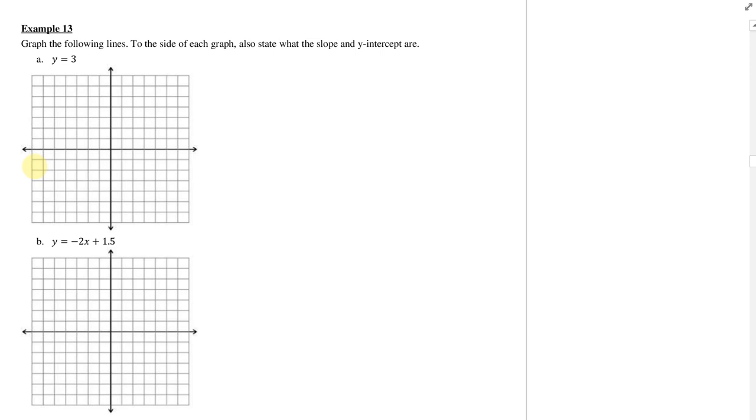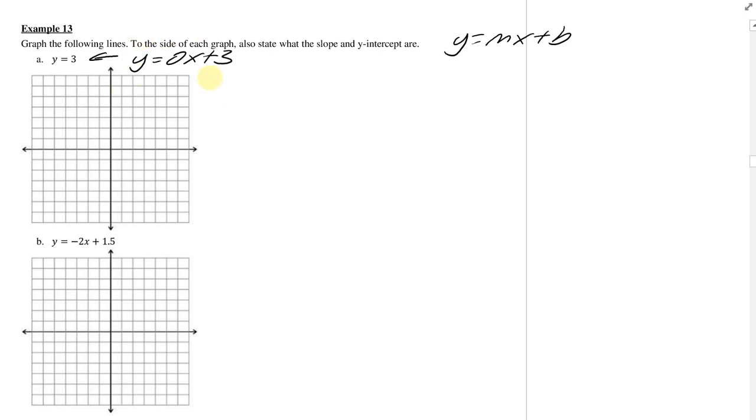So notice for A that this just says y equals 3. This does not say 3x, right? So in this y equals mx plus b form, what must that say then about the x? That would mean that we have 0x. 0x plus 3 is actually the way that we could think of this. So maybe I'll write that here. I can think of this as y equals 0x plus 3.